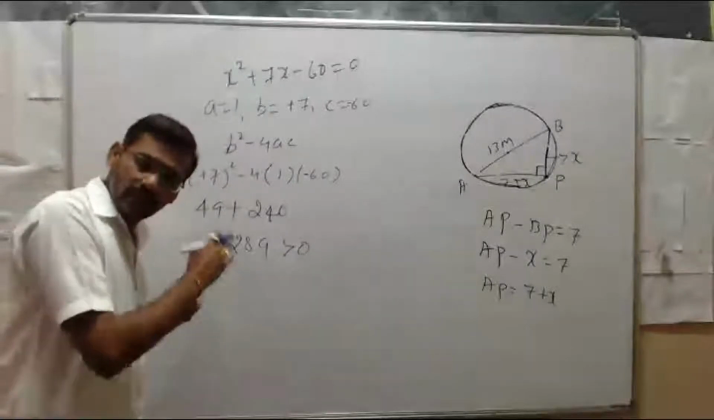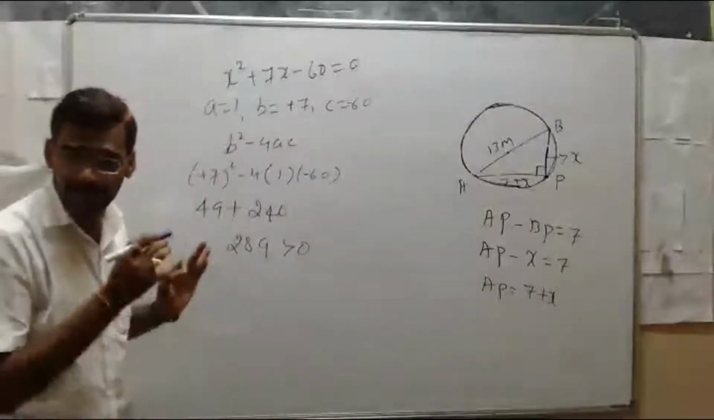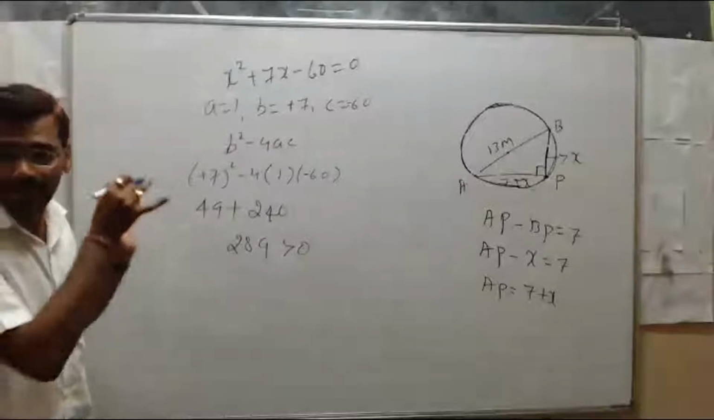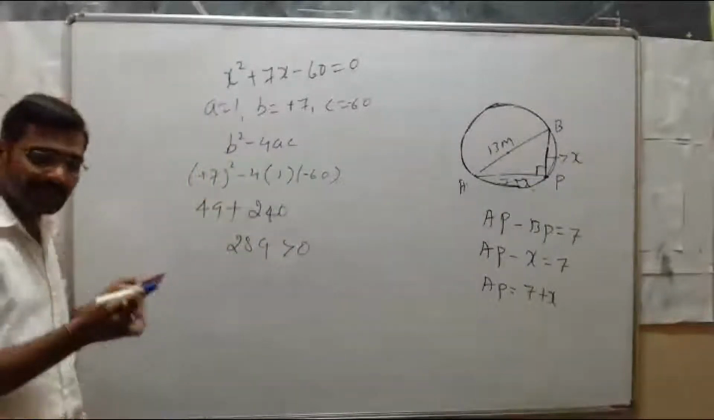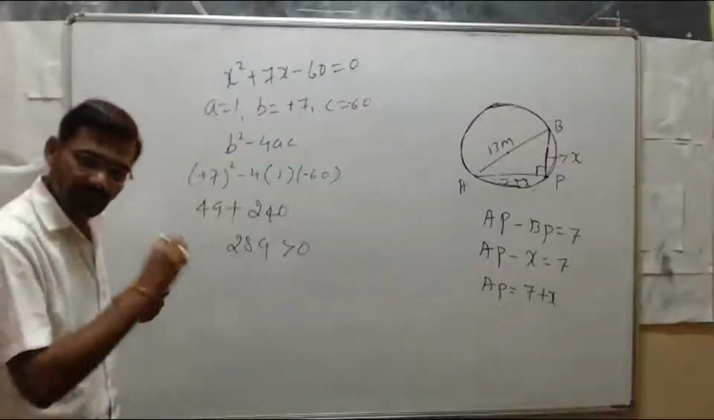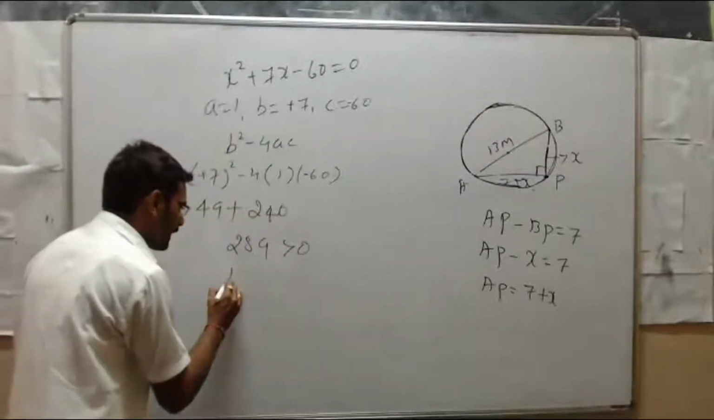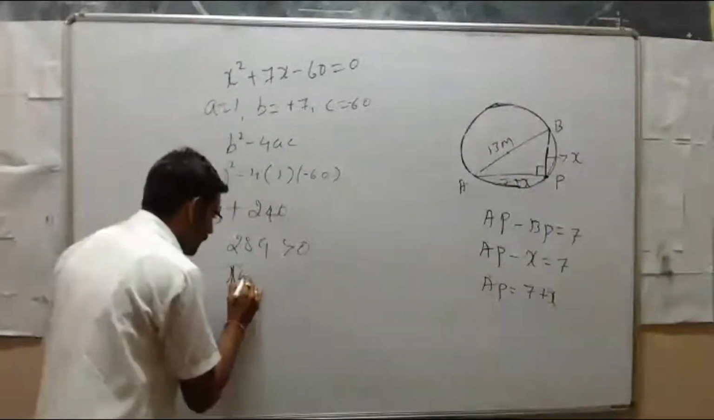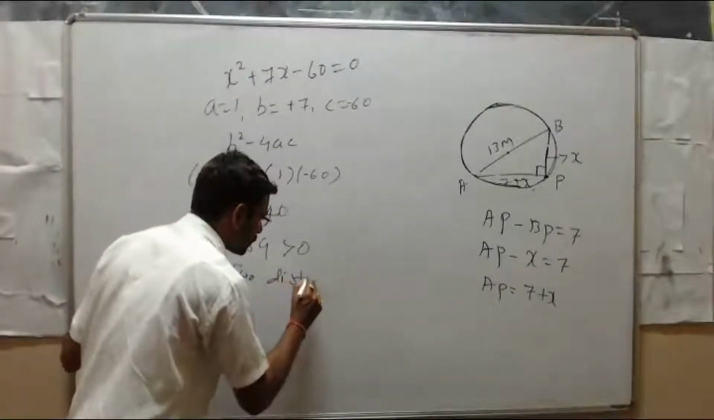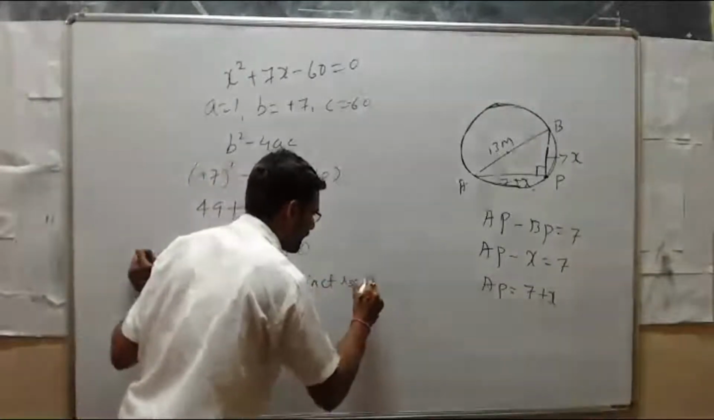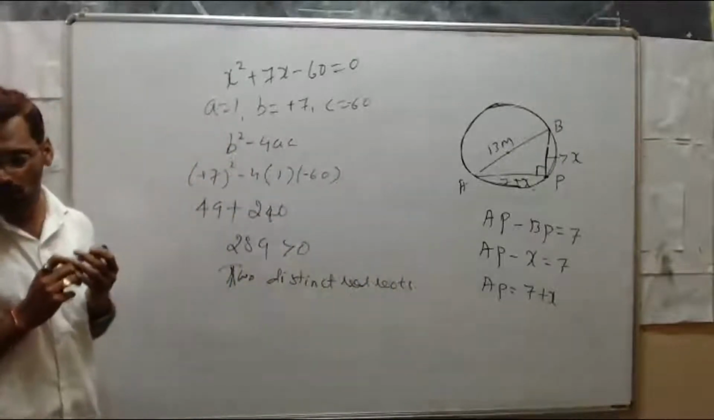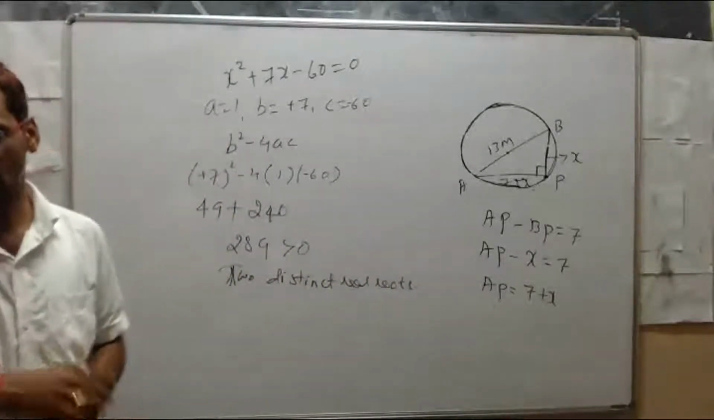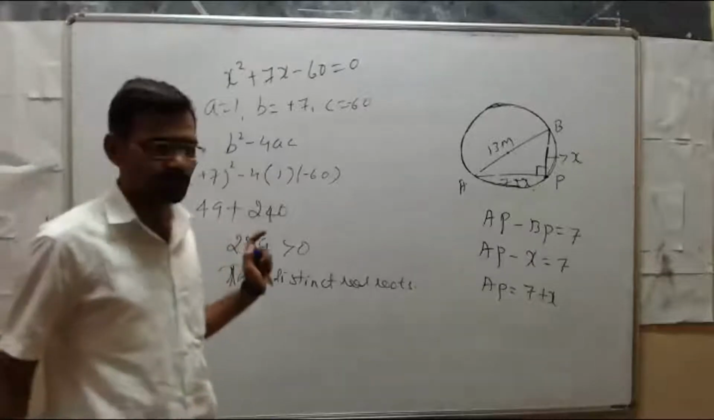If b square minus 4ac value is greater than 0 means yes, roots exist. It indicates roots exist. If negative, roots do not exist. Yes, roots exist. Two distinct real roots.